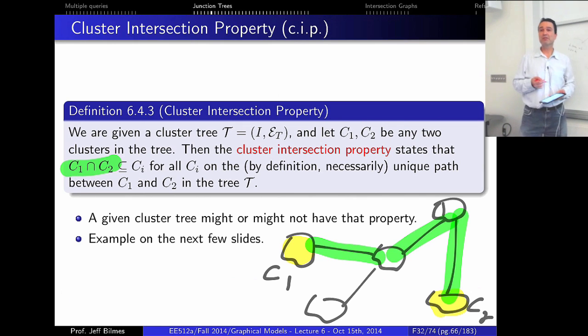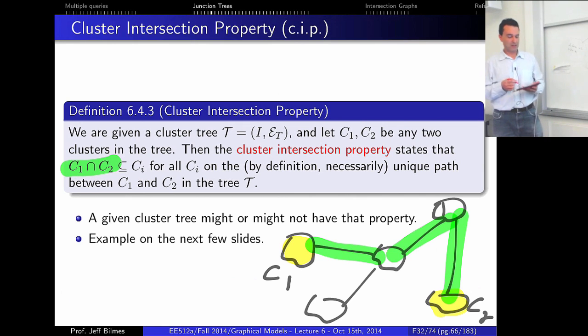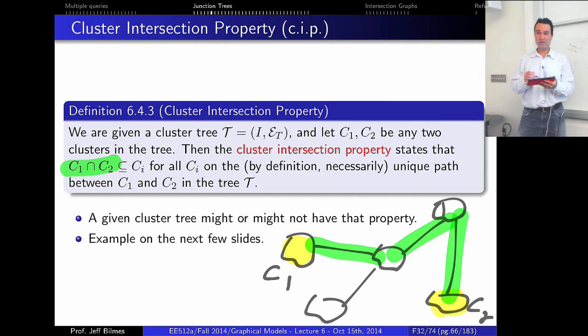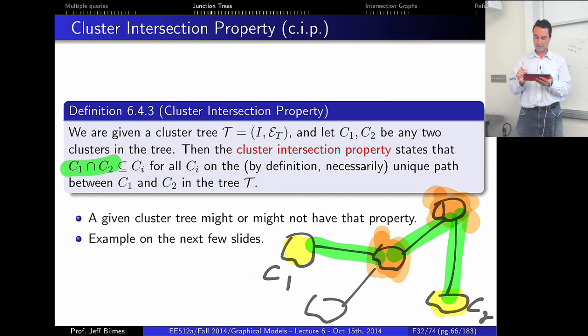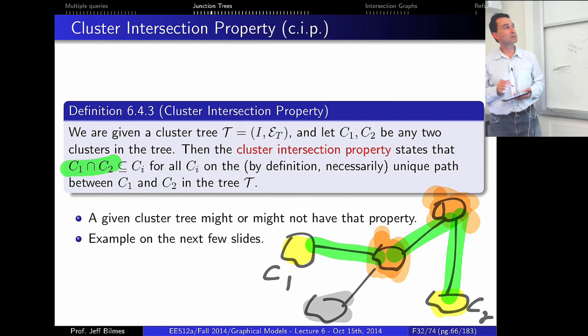In order for the cluster intersection property to hold, it must be the case that C1 intersect C2 is a subset of all of the cliques that live on the path between the two vertices. So in other words, C1 intersect C2 would have to be a subset of this one here and this one here. But it doesn't have to be a subset of that one here. It doesn't have to be a subset of that one.